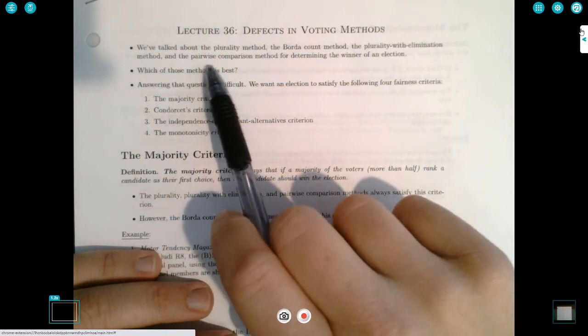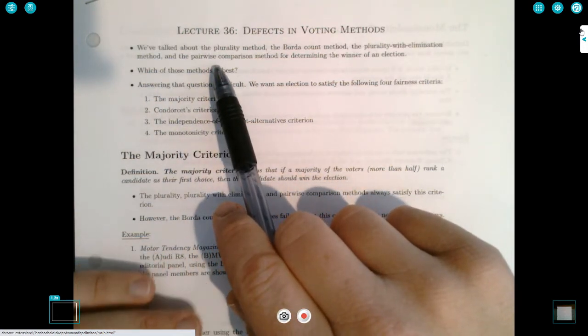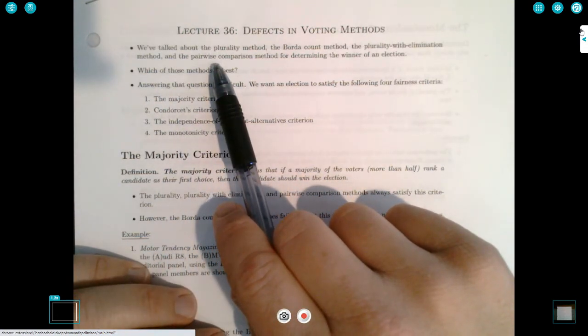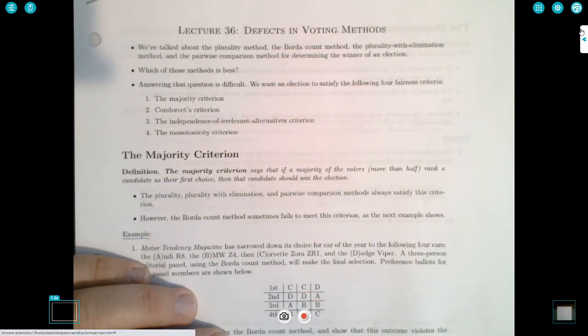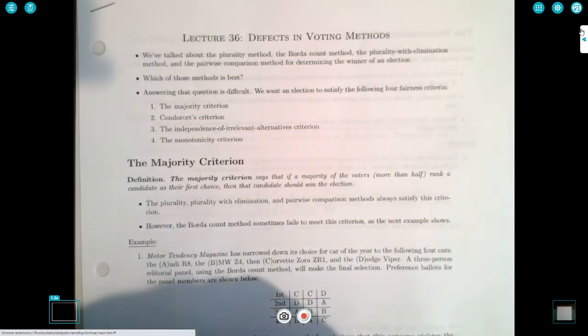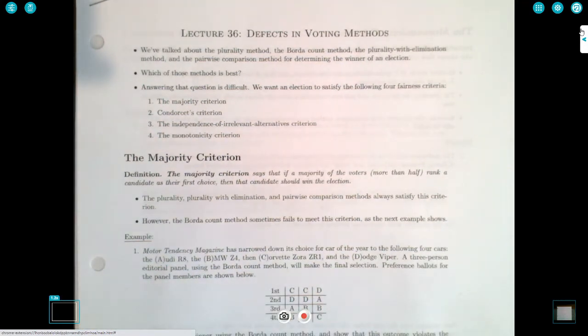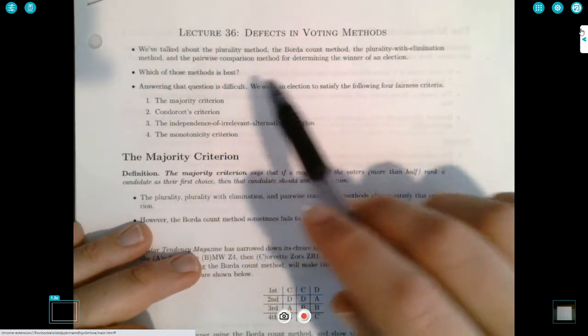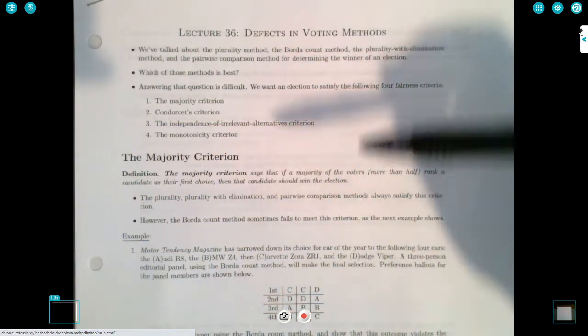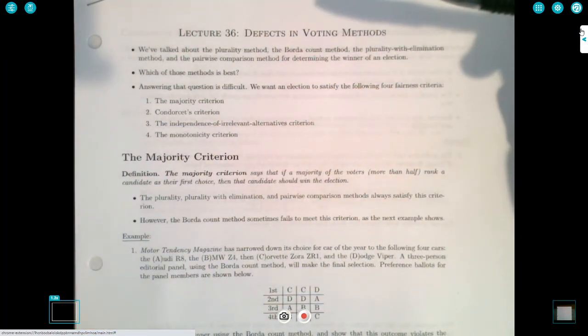And then we talked about the pairwise comparison method, which is where you simulate doing a bunch of elections. If there are multiple people in the election, then you simulate doing head-to-head races with each pair of people in the election. So go back and watch lecture 35 if you haven't done so already. Otherwise, this lecture might not make a ton of sense to you.